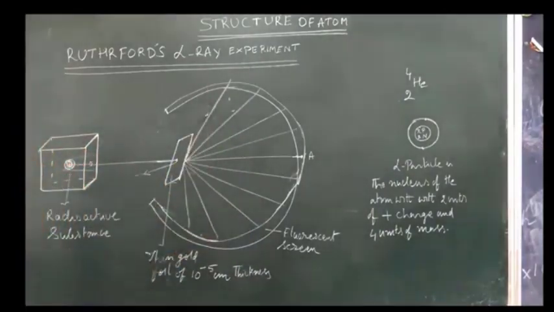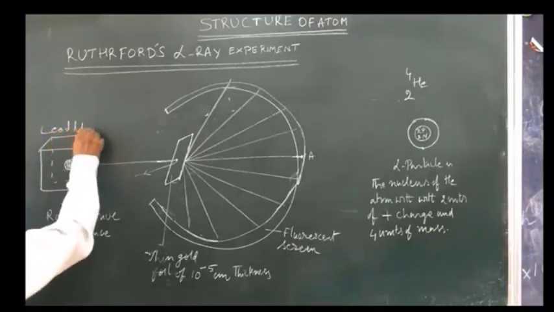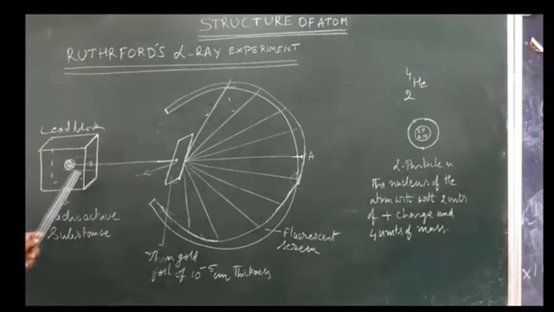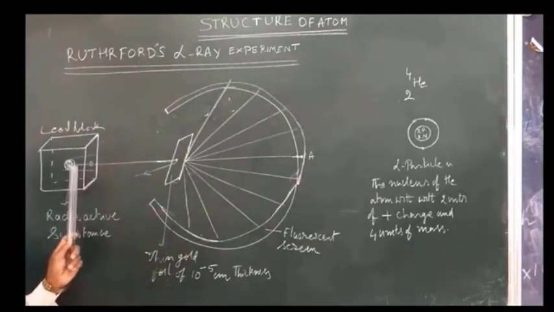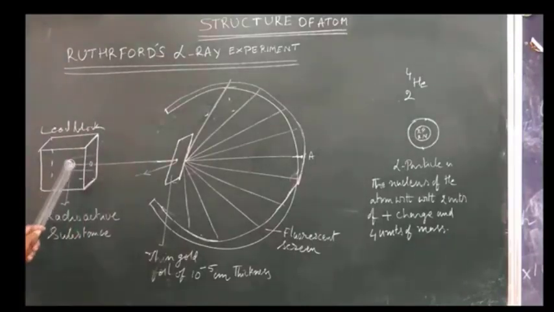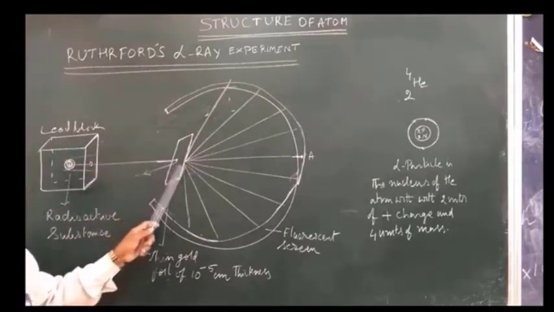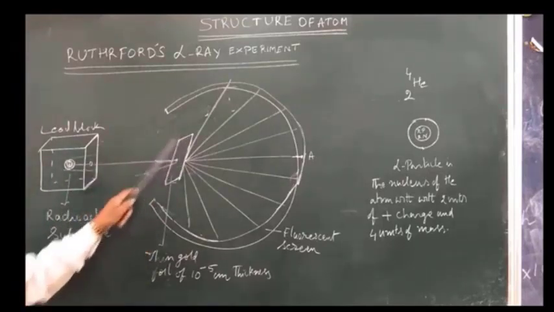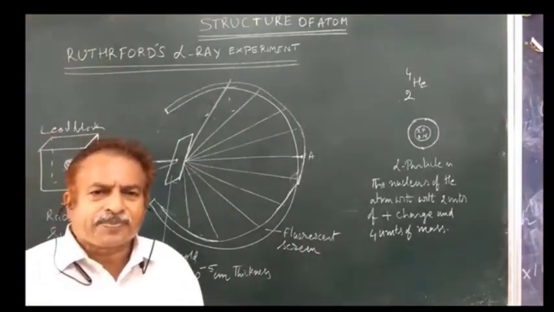Now, in this experimental setup, a small amount of radioactive substance like uranium is taken in this lead block. This lead prevents the scattering of alpha particles in different directions because lead absorbs alpha particles. So, these alpha particles are passed through a small hole kept in this cavity and made to fall on a very thin foil of gold, a thin gold foil of thickness 10 to the power minus 5 centimeters.